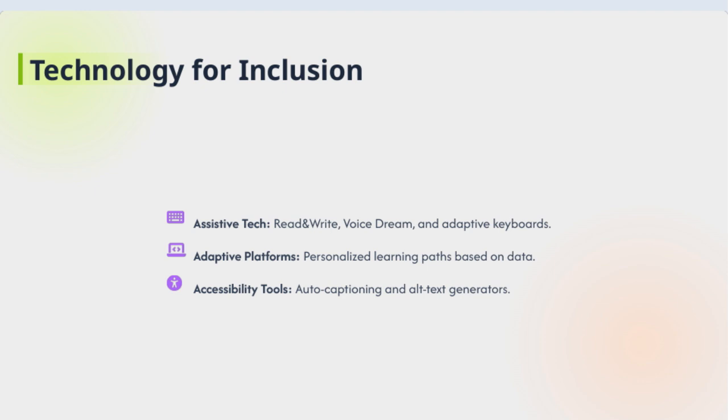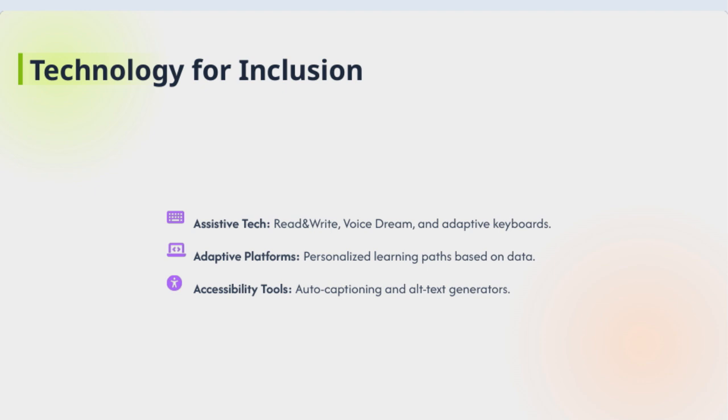Next, we have adaptive platforms. These are designed to personalize learning paths based on data. So, as students engage with the material, the system can adjust the difficulty level or suggest different resources tailored to their individual needs. It's about making learning more flexible and responsive.